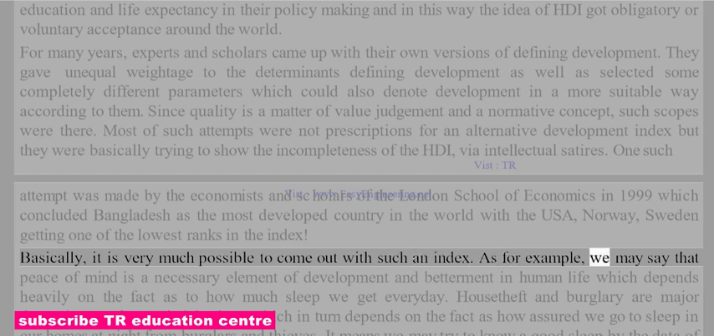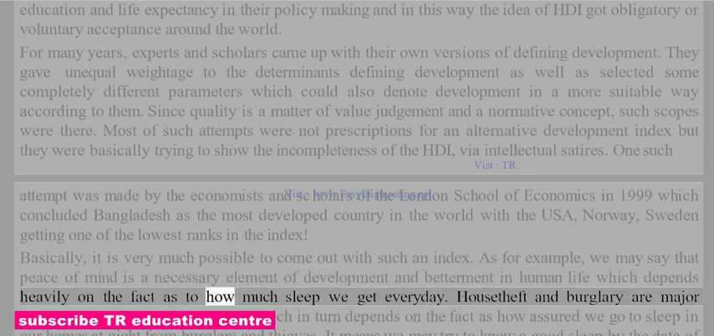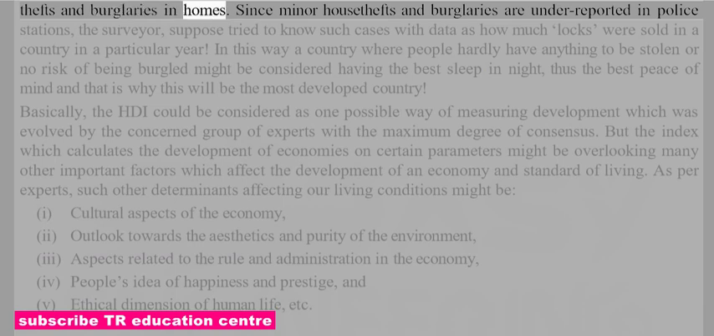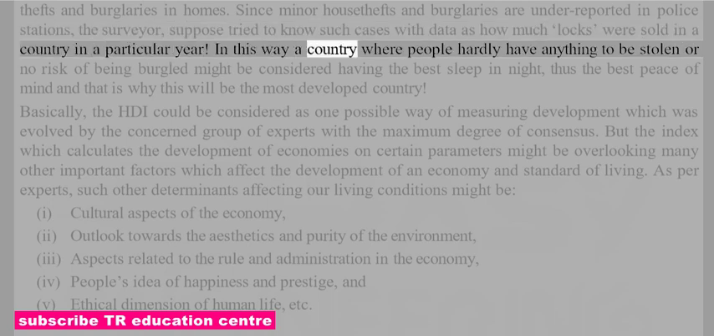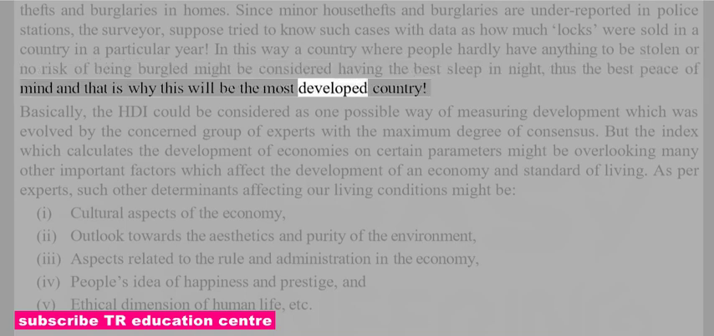As for example, we may say that peace of mind is a necessary element of development and betterment in human life, which depends heavily on how much sleep we get every day. House theft and burglary are major determinants of a good night's sleep, which in turn depends on how assured we go to sleep in our homes at night from burglars and thieves. It means we may try to know a good sleep by the data of thefts and burglaries in homes. Since minor housing thefts and burglaries are underreported in police stations, the surveyor, suppose, tried to know such cases with data as to how many locks were sold in the country in a particular year. In this way, a country where people hardly have anything to be stolen or no risk of being burgled might be considered having the best sleep at night, thus the best peace of mind, and that is why this will be the most developed country.